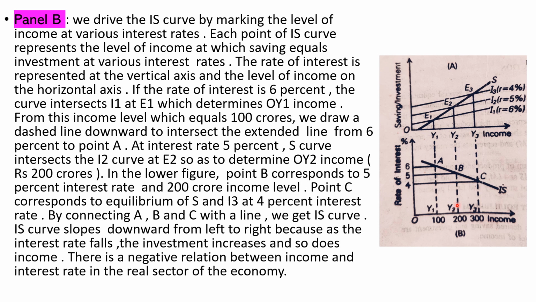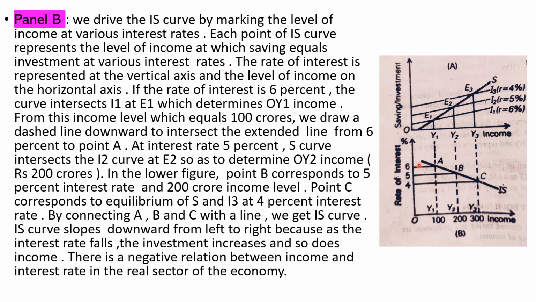Next is the panel B. The ultimate aim is to derive this IS curve with the help of panel A. Now, panel B shows that we are making this IS curve by marking the level of income at various rates of interest. So, on the y-axis we are taking the rate of interest, and on the x-axis we are taking income. In this panel also, the x-axis shows income only. Each point of the IS curve represents the level of income at which savings equal investment at various interest rates.